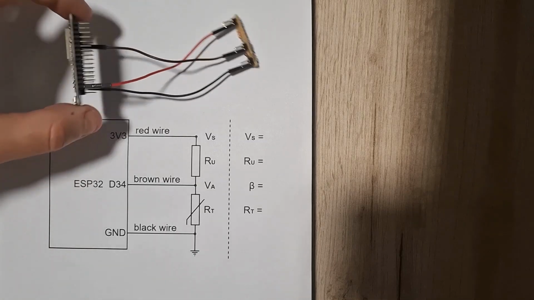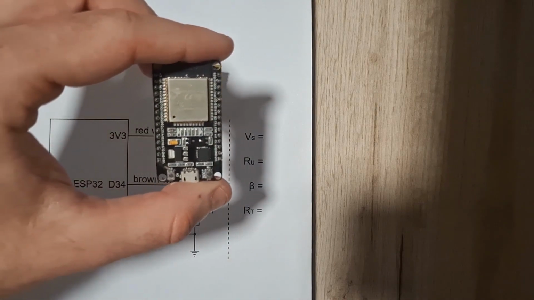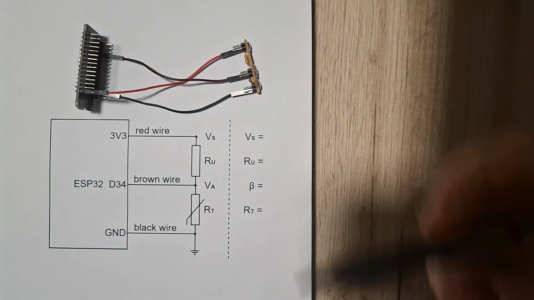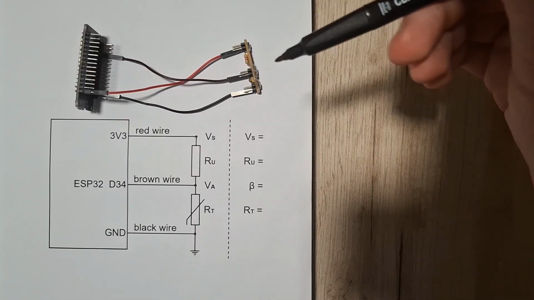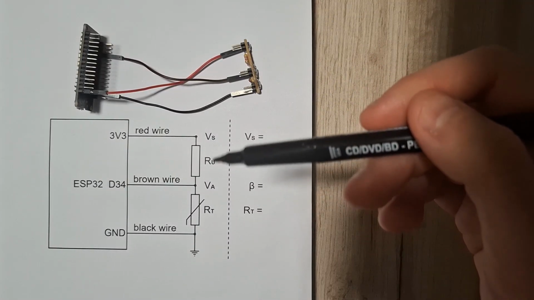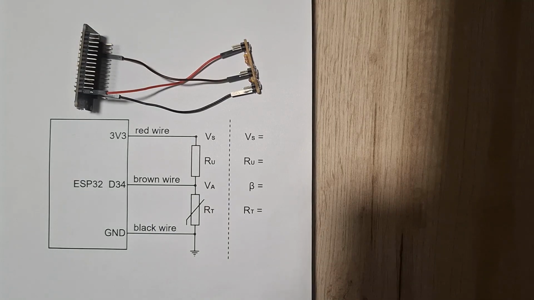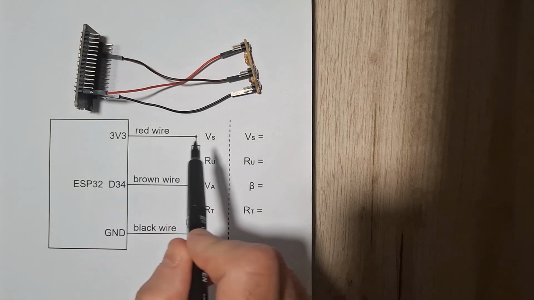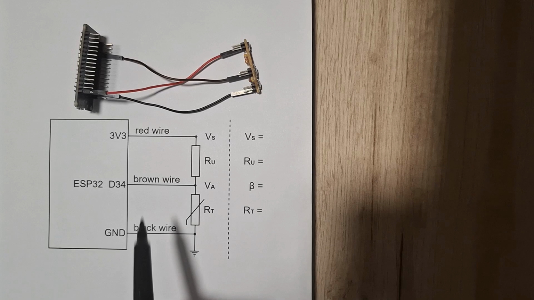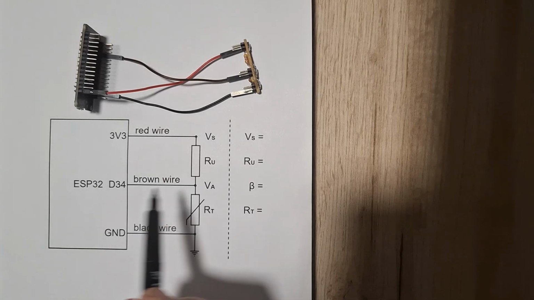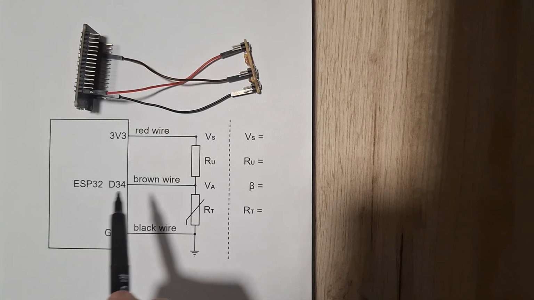Here we have an ESP32 microcontroller, and here we have a voltage divider that consists of a resistor in the upper branch and an NTC thermistor in the lower branch. The divider is supplied from the microcontroller's 3.3 volt supply pin, and the output of the divider is connected to the microcontroller's analog input pin labeled as D34.